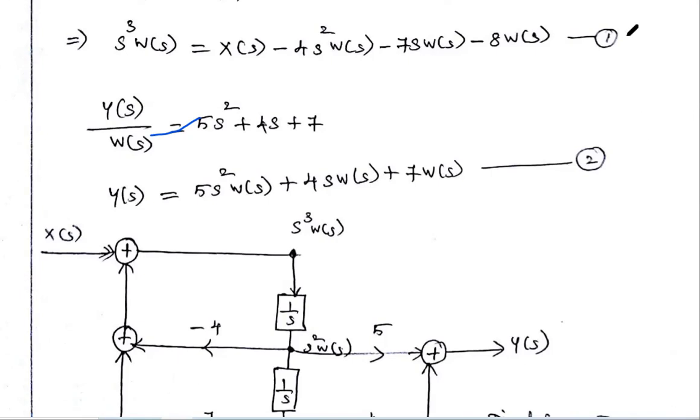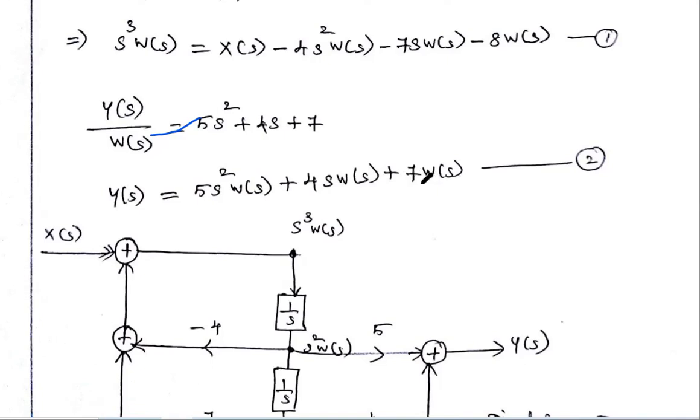Okay, so you see, in direct form 2, what are the two equations we are forming? One is the output variable y, which is a function of the intermediate variable w of s. And the other equation is the highest power of s times the intermediate variable, equal to a function of the input and w of s. So we have to form these two equations, and using these two equations we have to draw the direct form 2 realization.